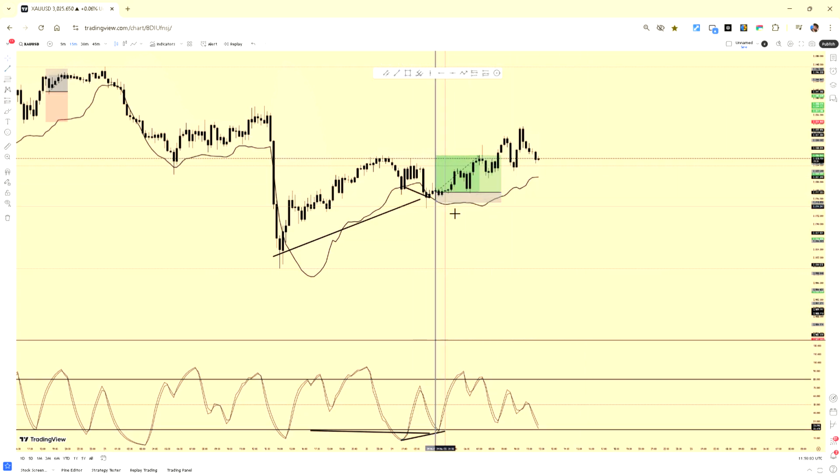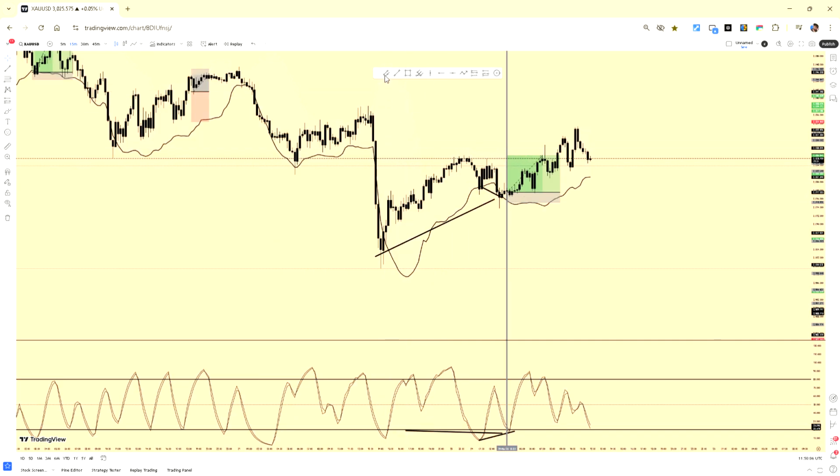So that's where we take a buy, and then our target, every time, would be the last previous high.